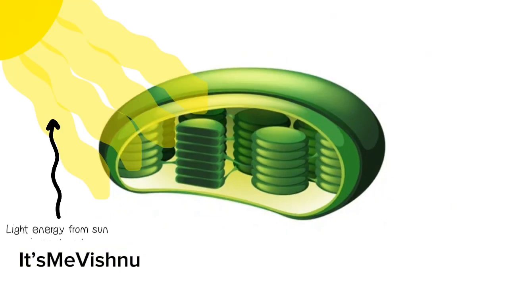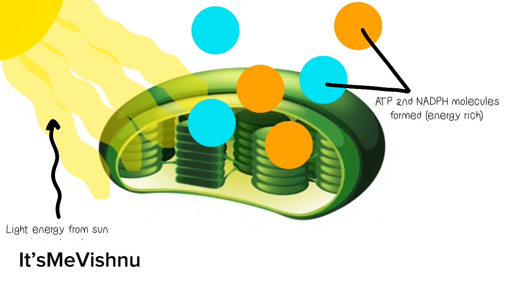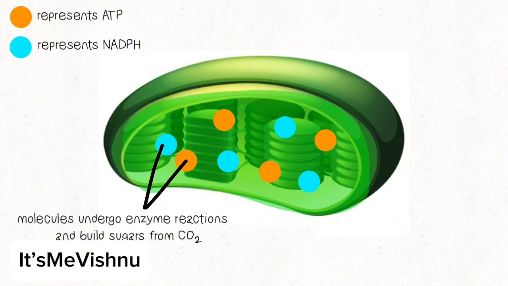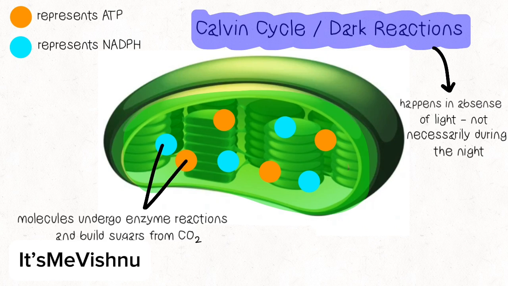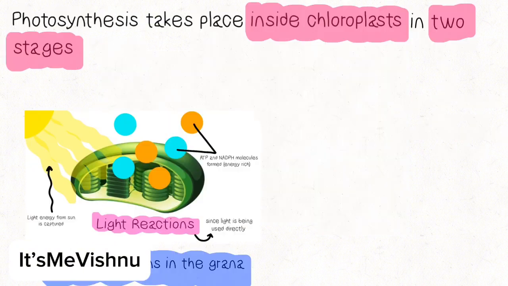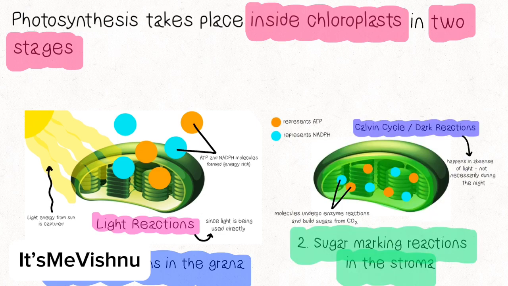In the grana, light energy from the sun is captured and used to make energy-rich molecules, that are ATP and NADPH. These are called light reactions because they run directly on sunlight. Next, in the stroma, these molecules power a set of enzyme reactions that build sugars from carbon dioxide. This is the Calvin cycle, also called the dark reactions, not because they happen at night, but because they don't directly need sunlight. So photosynthesis takes place inside chloroplasts in two stages. First is the light reactions in the grana, and the second is the sugar-making reactions inside the stroma.